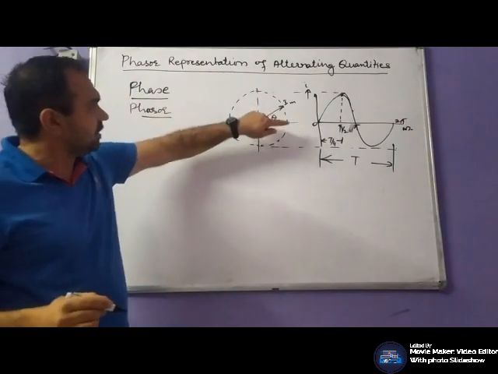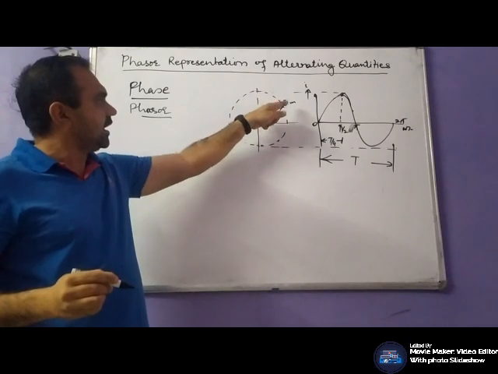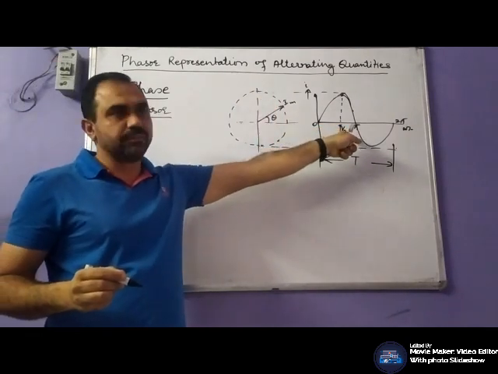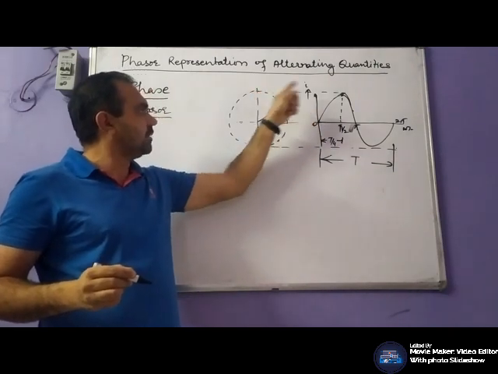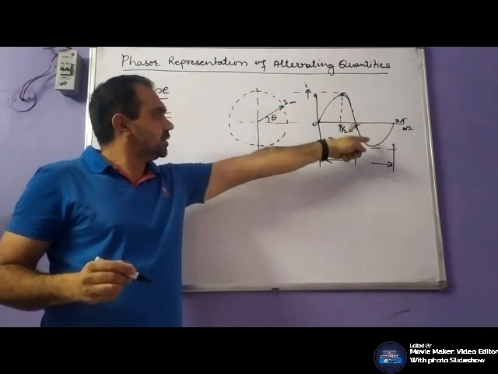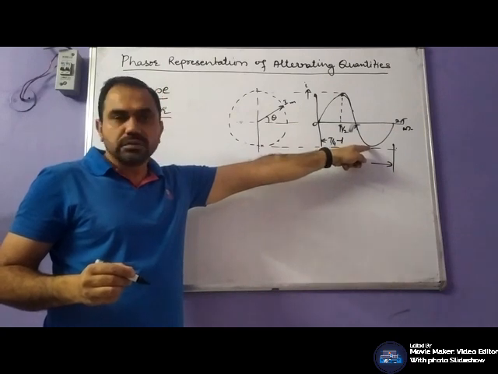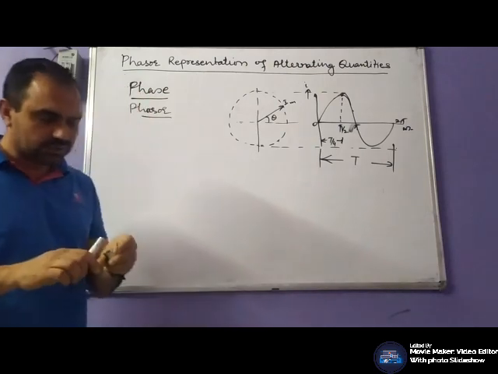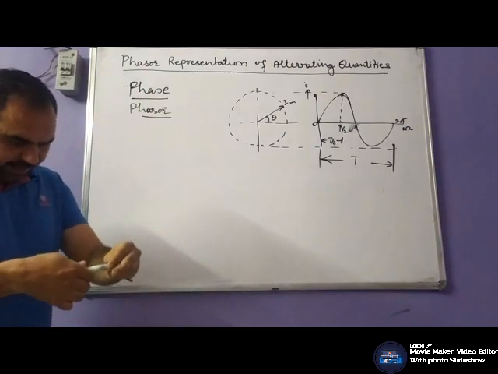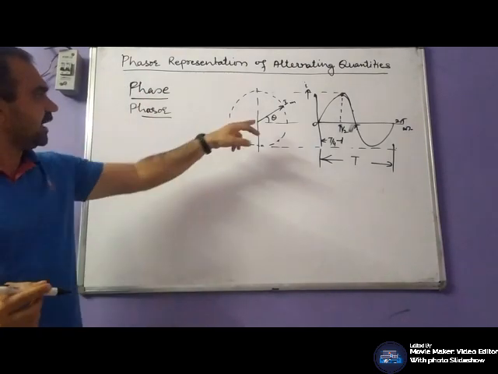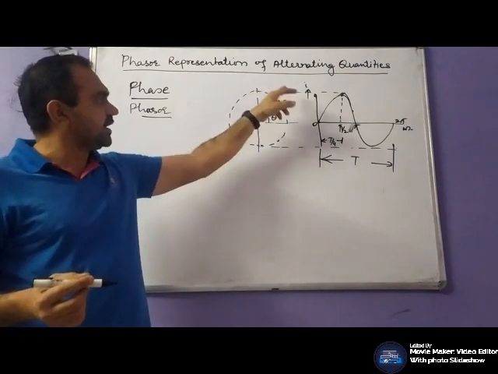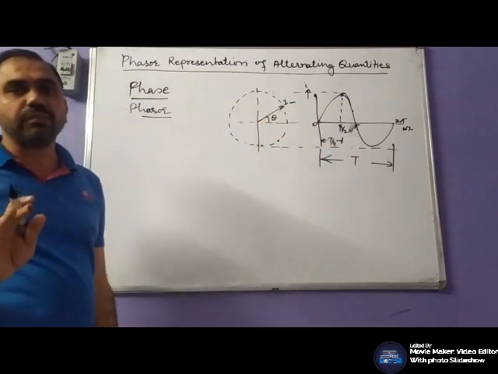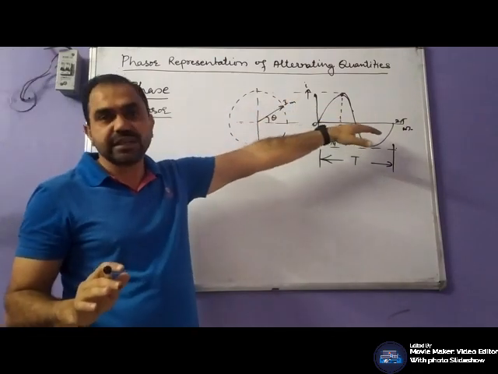Now, if this phasor rotates with a constant angular velocity, we will get this. At 0, the value is 0, at maximum, the value is maximum, then in the negative direction, it will be maximum at 270 and again 0. So, a phasor is a line of definite length rotating in anti-clockwise direction with an angular velocity of omega, which will give the representation of this wave shape.